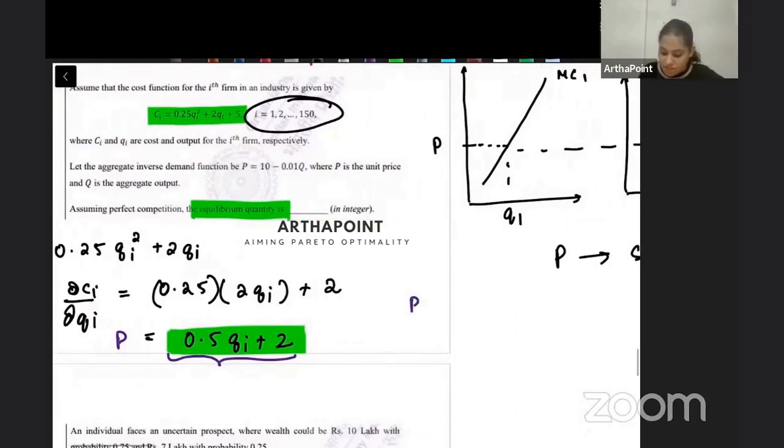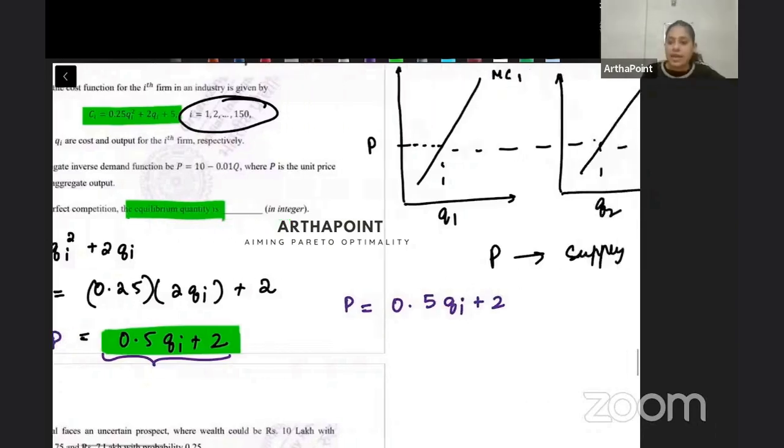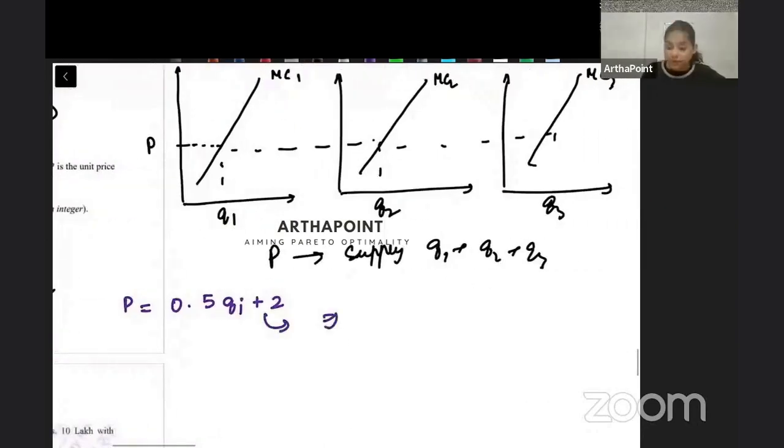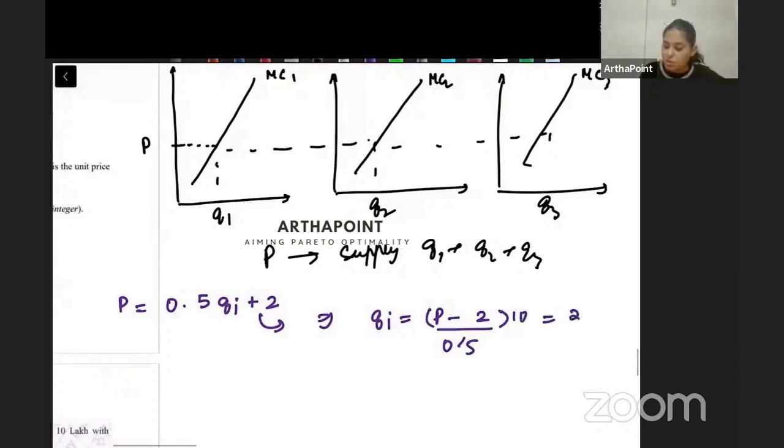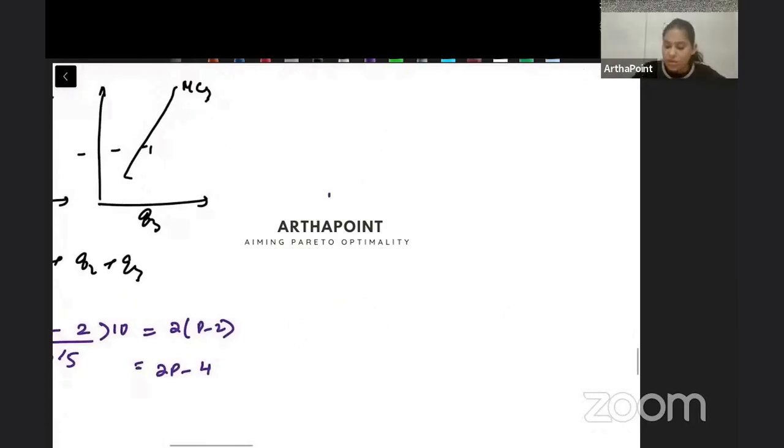So I can say that at this price, this is the quantity. If I solve for QI from here, what will I get? I will get that QI is equal to P minus 2 by 0.5. So this will be 10 by 5, so 2P minus 2. So I will get that QI is equal to 2P minus 4. This is the quantity supplied by any one firm. मतलब Q1 ये है, Q2 ये है, Q3 ये है, and so on.